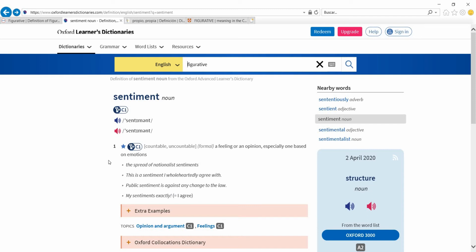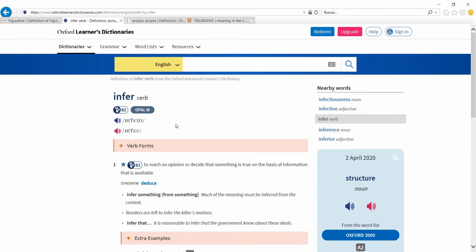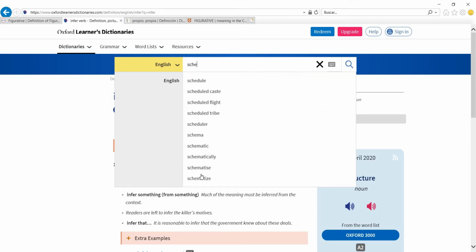How do we do this? Earlier we had the definition for infer, right? We saw the definition for infer. What we're doing is to draw an inference, to deduce, right? And that's how we work out figurative language, right? But how does this inferential process work? Well, basically based on schema. That's what people like to say, right?